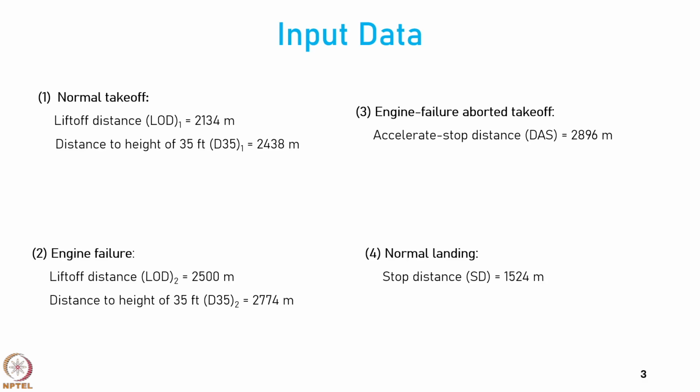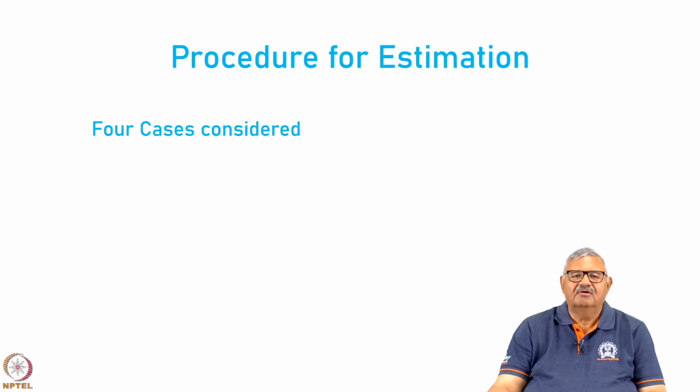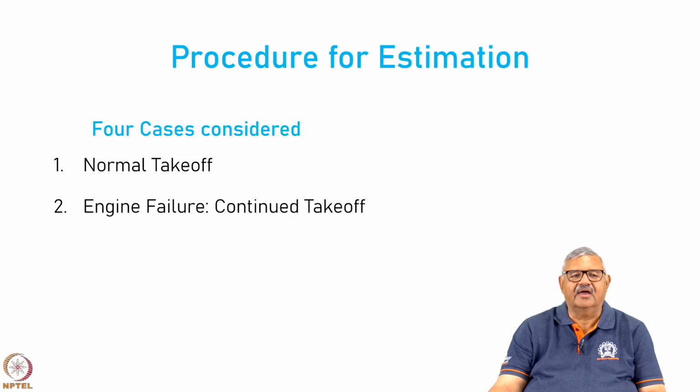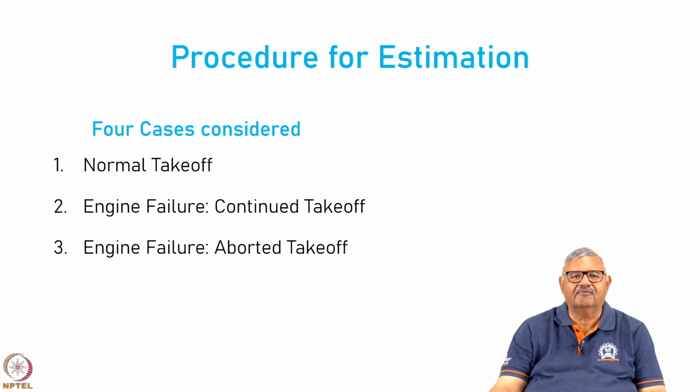If these are the 6 input parameters, our job is to determine the declared distances for this airport. Here is the procedure for estimation. We consider 4 cases as I mentioned. The first is a normal takeoff case. The second is the engine failure takeoff case in which the takeoff is continued. The third is the engine failure aborted takeoff case in which the takeoff is aborted. And fourth is the normal landing case.